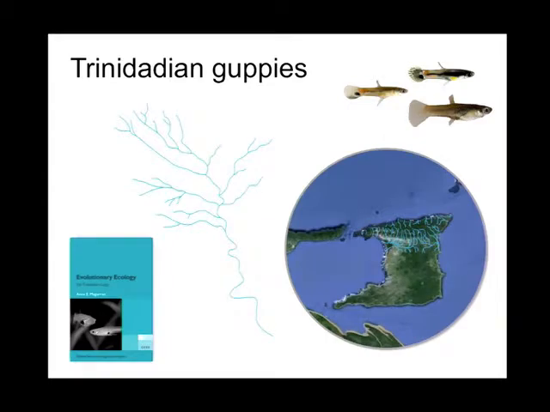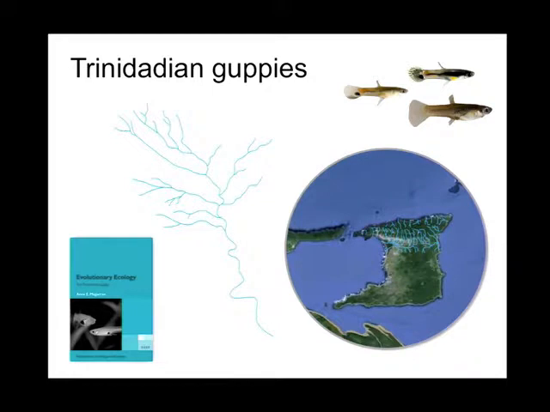So Trinidadian guppies have become a really well-known system for studying rapid adaptation in the wild and studying the effects of these fish on the ecology of freshwater stream environments. What makes this island a great sort of natural test tube is the fact that these northern range mountains, which are actually the northernmost tip of the Andes, so Trinidad is a continental island, this is Venezuela.